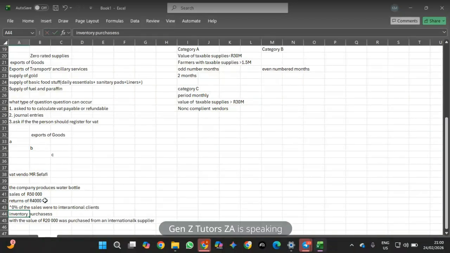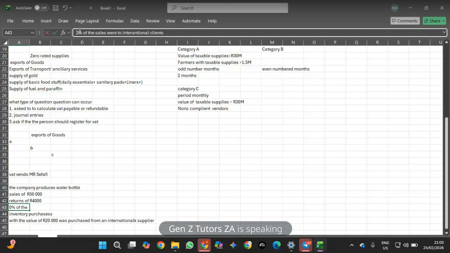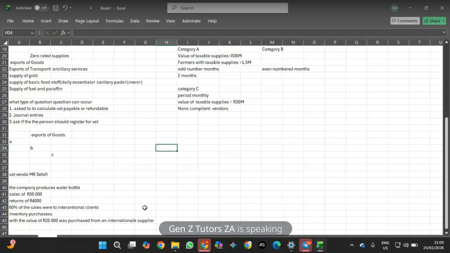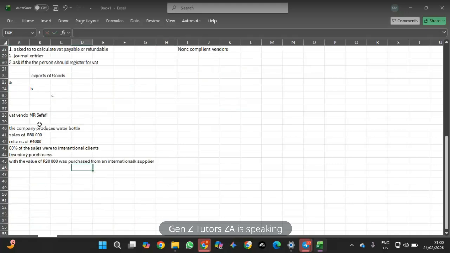Right? So 60% of the sales, not zero. 60% of the sales were to international clients, right? Even now we are given this information, and then we are told that our VAT vendor here is Mr. Sefafi.